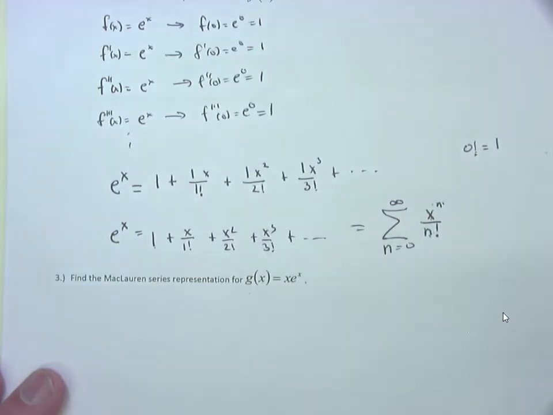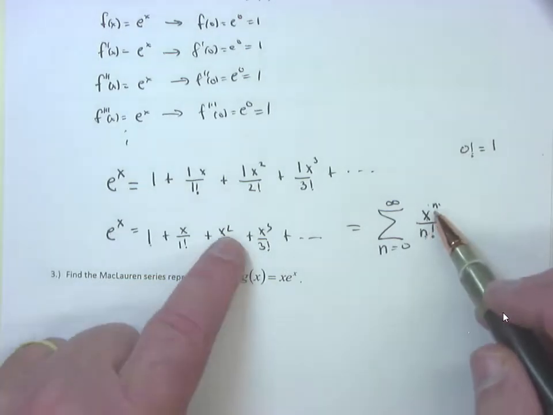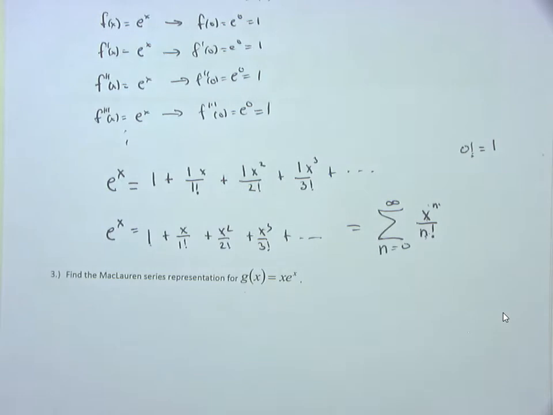Then you plug in n equals 1. That'll be x to the first over 1 factorial, plus n equals 2, x squared over 2 factorial, plus dot, dot, dot. Does that make sense?